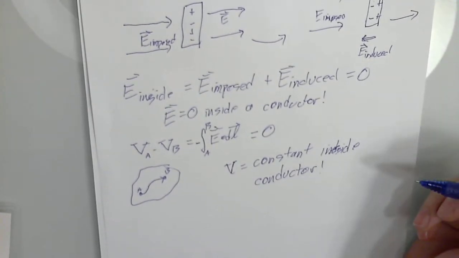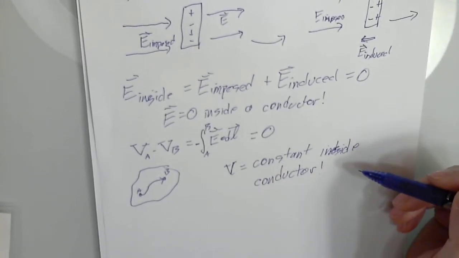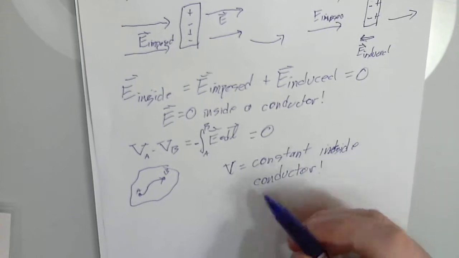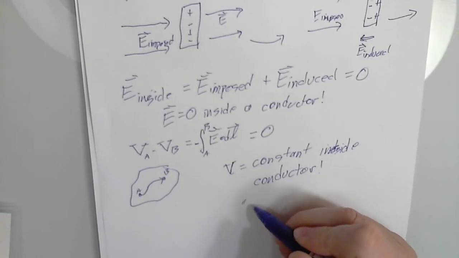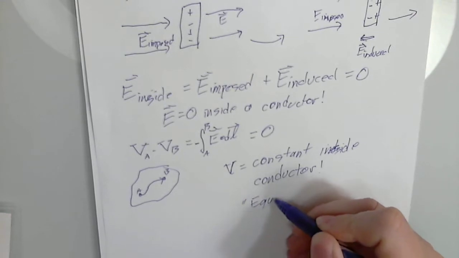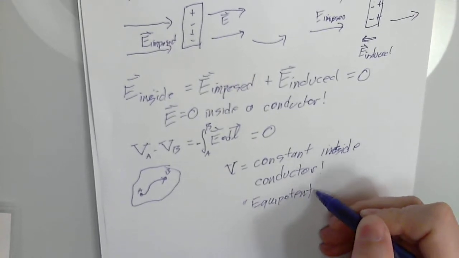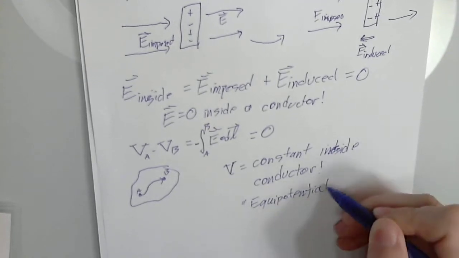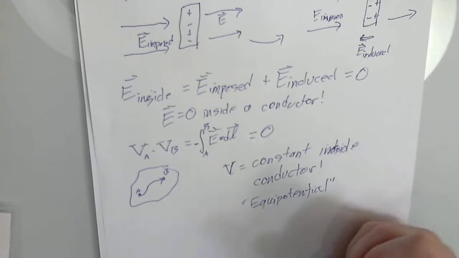I should mention that anytime we have a constant electric potential everywhere, we say that the surface or object or whatever is an equipotential. Same potential everywhere on the surface or volume or whatever we're interested in.